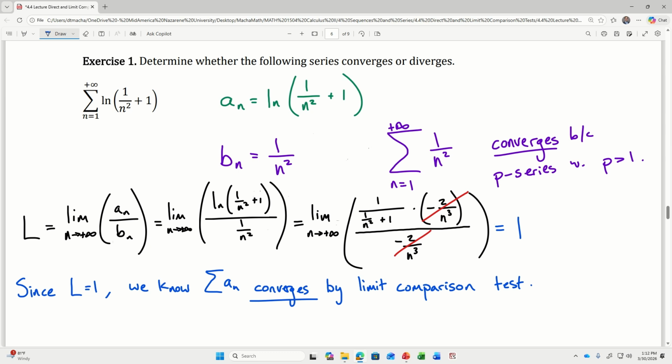But yeah, just to recap, if you get a real number between 0 and infinity, that's not 0 and it's not infinity, as the limit of the ratio of the terms in two different series, then those series are either going to both converge or they're going to both diverge. In this case, they both converged. Questions? Okay.